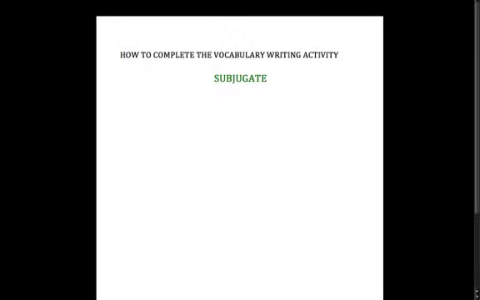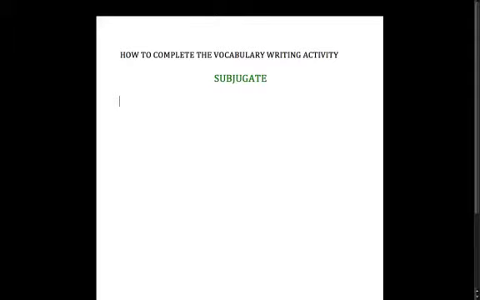Hi, this tutorial is designed to help you to complete the vocabulary writing activity. The word that I will be using is the word subjugate. Subjugate was first used when we were discussing how Columbus treated the Native Americans, in which the Spanish and other European nations subjugated the native people of America.